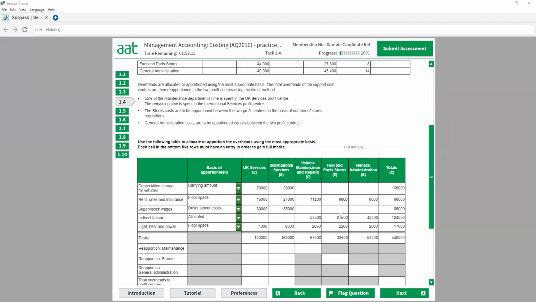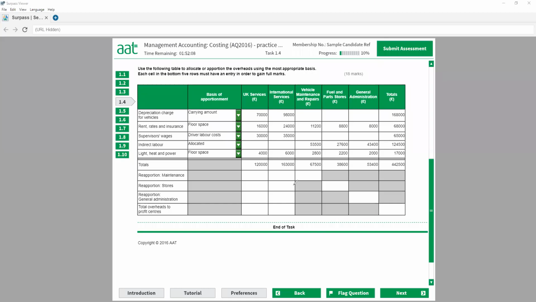Let's do that. So the total we have here for the vehicle, 55% UK. So here it will be 55% and 45% here. So let's do that. 67,500 times 55%. That is 37,125. So you have to write 37,125, then 45% on the international. That is 30,375. That's the total. 67,500 is gone. This total is gone in these two. Then move to the next one.